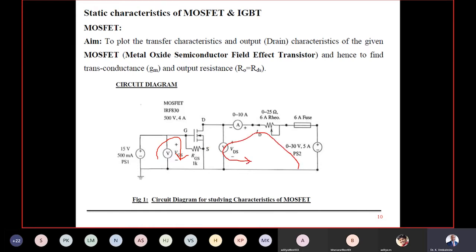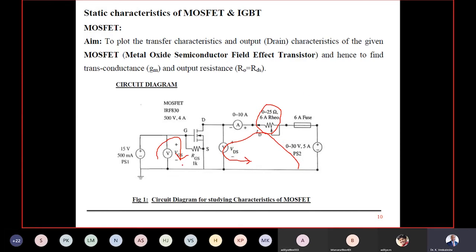Why is it called the power loop? I'm handling more power here. What is the resistance I'm showing here? Rheostat. This is nothing but my load. Maybe a bulb, maybe some appliances. So this 6 amps rheostat resembles my load. The load can be anything. It can be an induction motor, a DC motor, a refrigerator, anything, right? So that is my load.